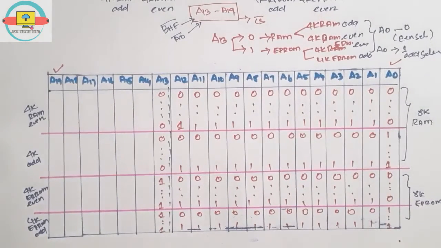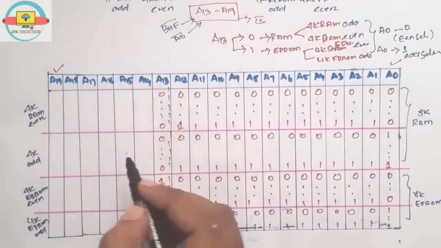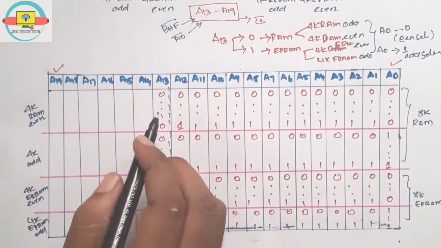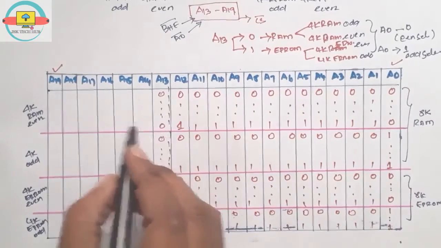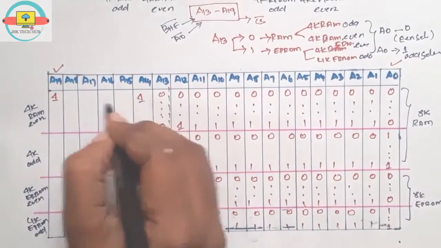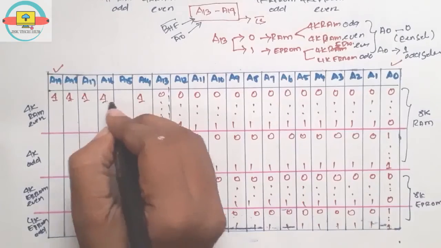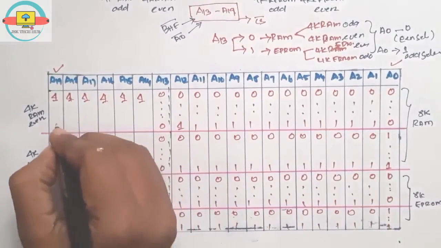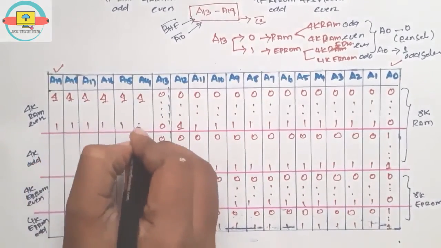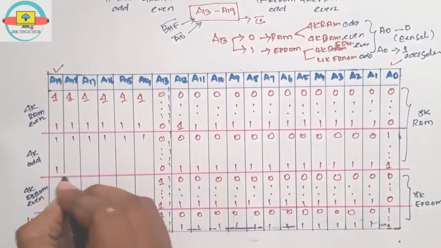Then we fill in the values for A14 to A19. A14 to A19 are used to generate the chip select signal. So all the fields are always 1, from A14 to A19, and they are also 1 1 at the end, for the entire range of my memory locations.